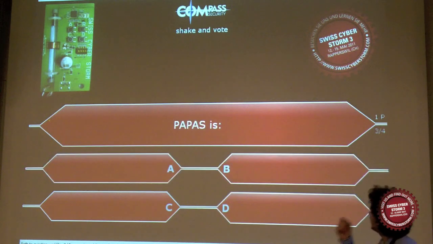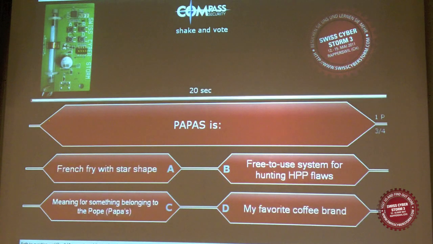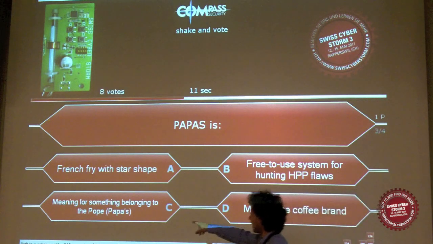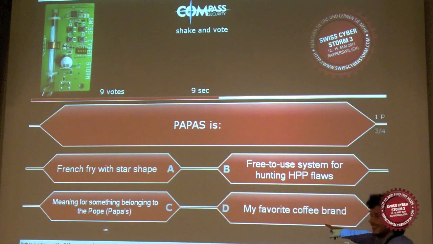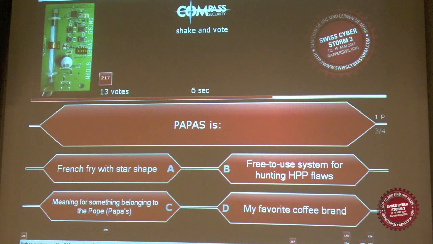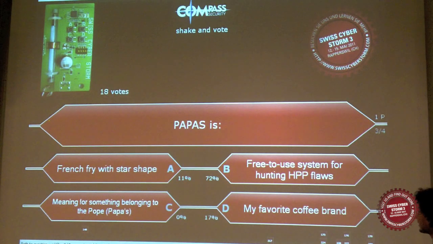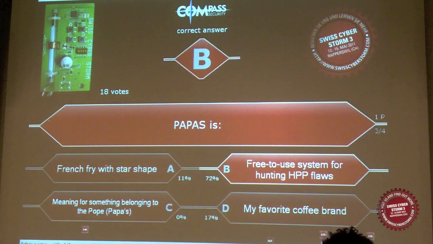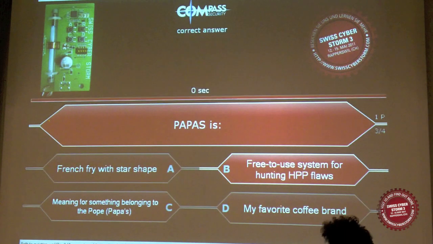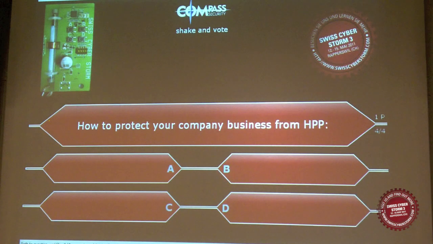Let me manage correct. So PAPAS is: A, a French fry with a star shape. B, a fit to use system for anti-HTTP flows. C, meaning for something belonging to the Pope. That means in Italian, PAPAS. D, my favorite coffee brand.